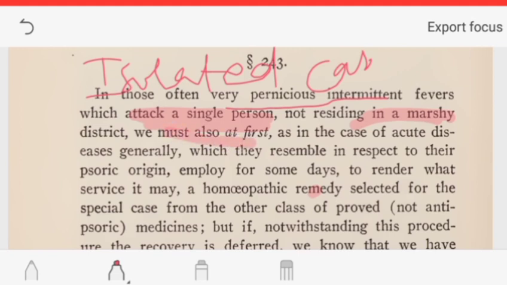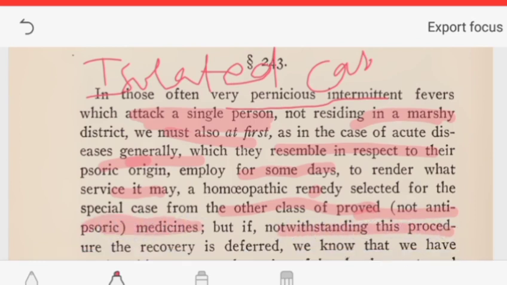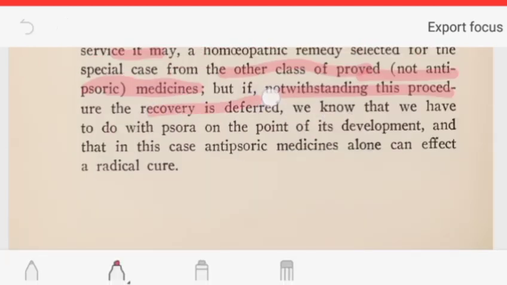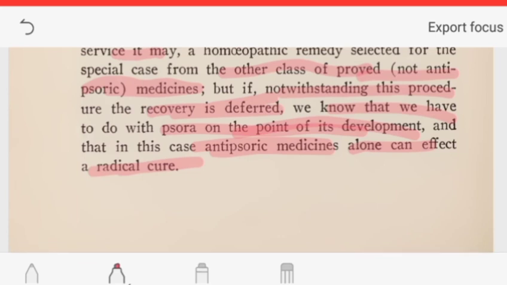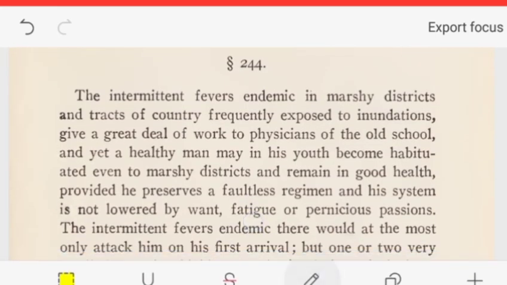Intermittent fever attacks only a single person, not inside a marshy district, and at first it is generally an acute disease which resembles its psoric origin, lasting some days. Now the homeopathic remedy should be chosen according to the non-antipsoric class. So first we give the non-antipsoric. If recovery is deferred, meaning the recovery is not fine, then we go for psora at the point of development. That is why only antipsoric medicine can give a radical cure. So in an isolated case, if psora is at the point of development, first we try with non-antipsoric; if a cure does not occur properly, again we go for the antipsoric remedy.